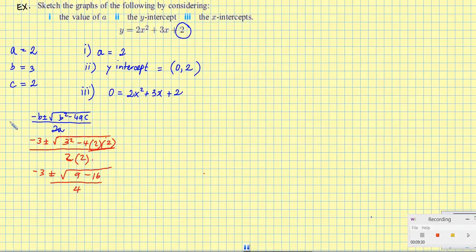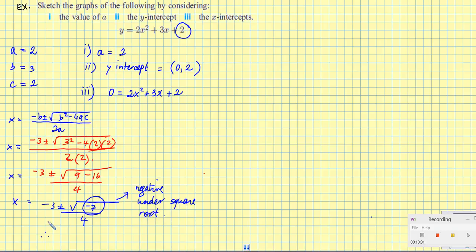And as soon as I see this, I start seeing that there's an issue. The issue being that I've got negative 3 plus or minus the square root of negative 7, all over 4. And because I cannot have a negative number under the square root, my only conclusion is that I have no x-intercepts. And if there are no x-intercepts, then it doesn't touch the x-axis.